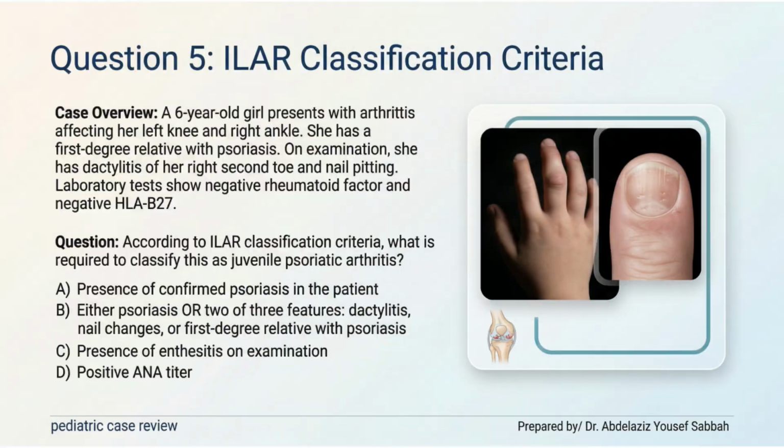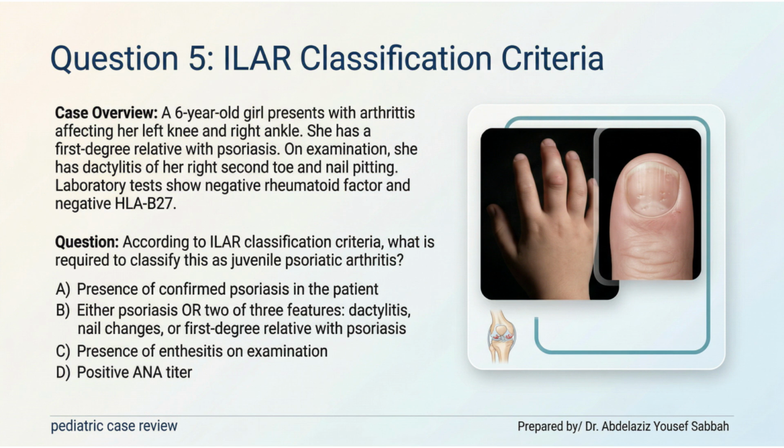Case 5. A 6-year-old girl presents with arthritis affecting her left knee and right ankle. She has a first-degree relative with psoriasis. On examination, she has dactylitis of her right second toe and nail pitting. Laboratory tests show negative rheumatoid factor and negative human leukocyte antigen B27. According to International League of Associations for Rheumatology classification criteria, what is required to classify this as juvenile psoriatic arthritis?